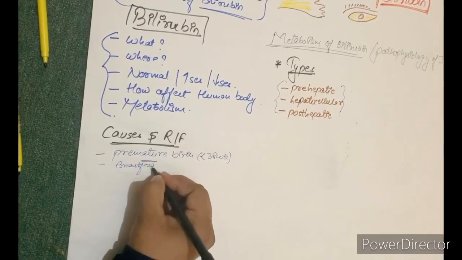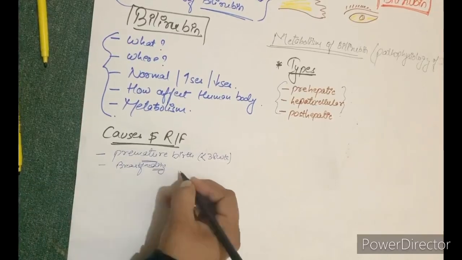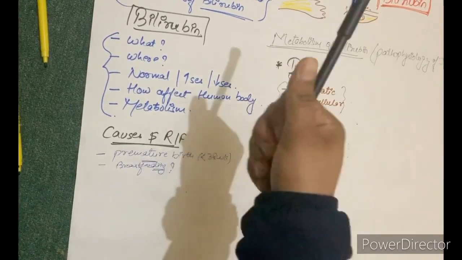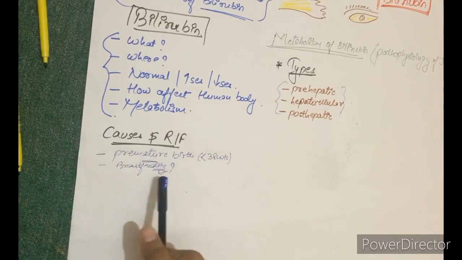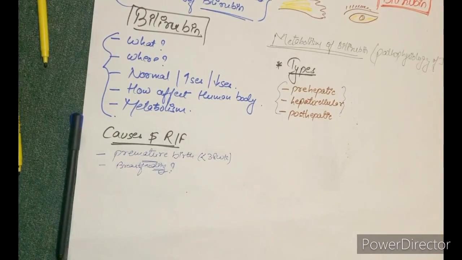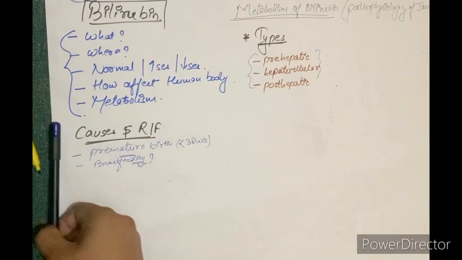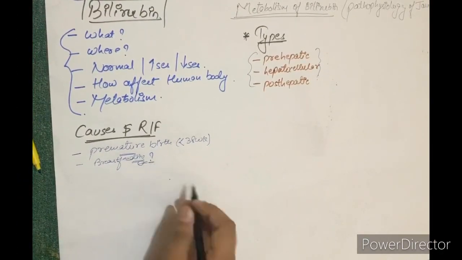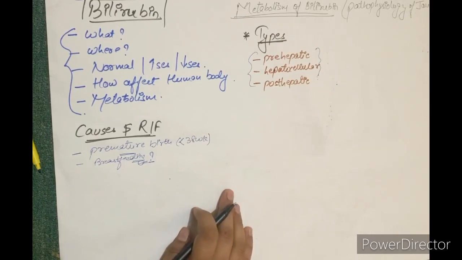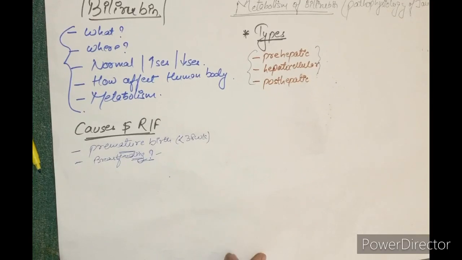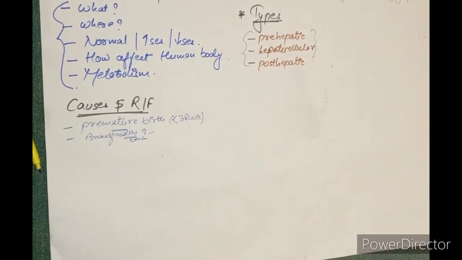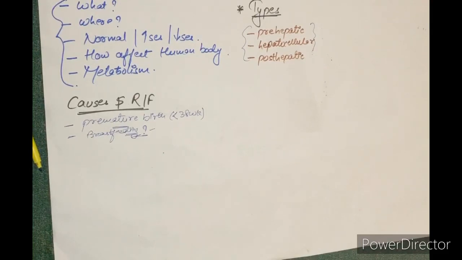Now third is breastfeeding. You ask why breastfeeding is a cause of jaundice. Sometimes, not always, breastfeeding may cause jaundice. A physiologic jaundice may occur if there is not sufficient breastfeeding. So the treatment is that we do not have to stop the breastfeeding. We have to continue the breastfeeding.